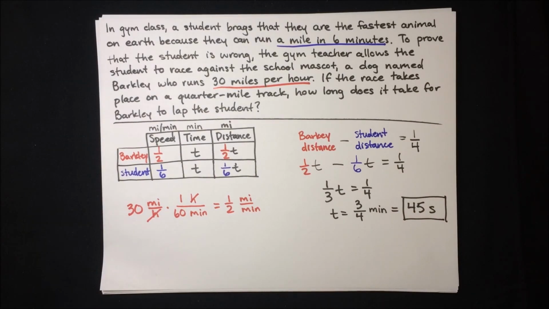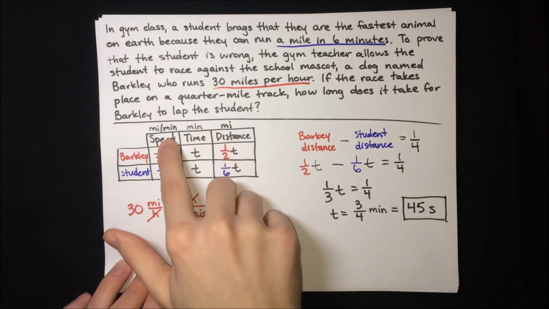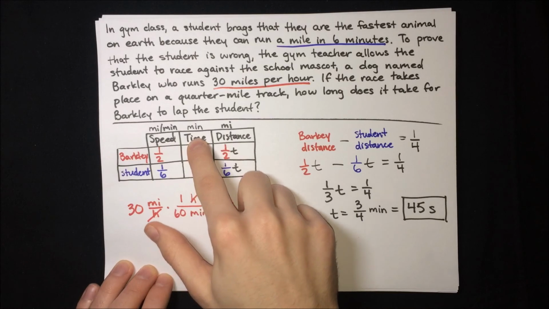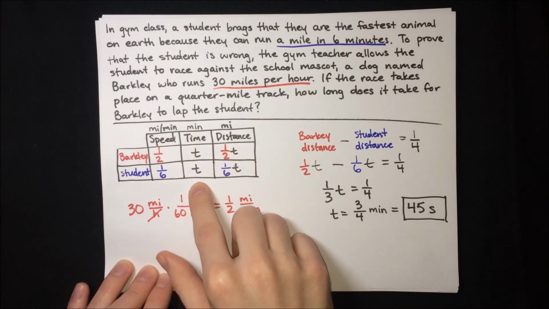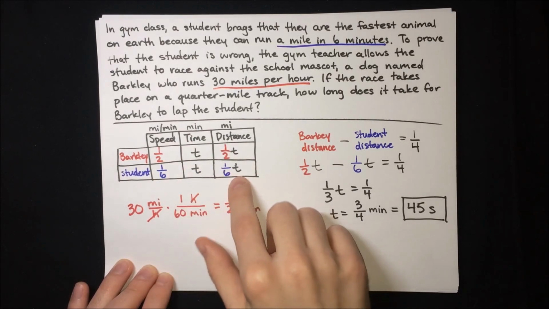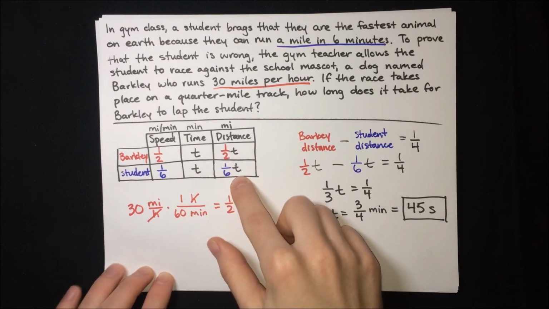As we saw in these examples, the key to solving these problems is to remember that distance equals speed times time. If we need to solve for an unknown time, then we can pick out the speed and distance from the problem statement and then set up an equation to solve for time.